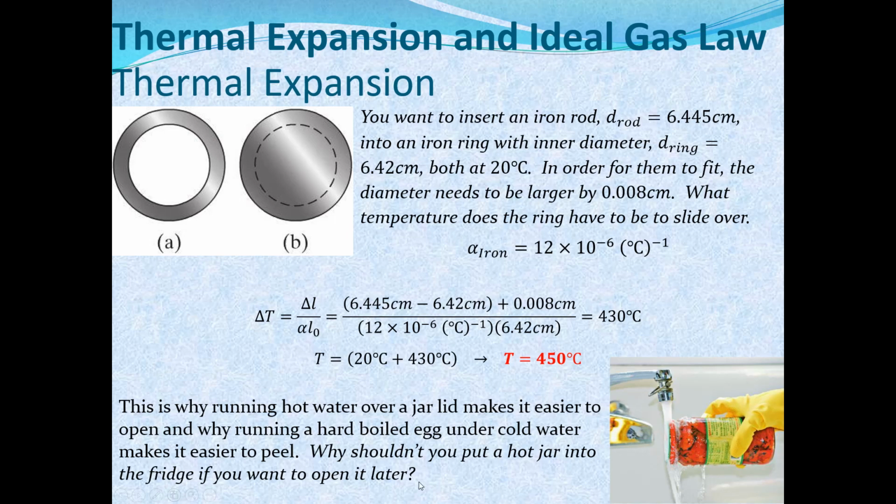It's also actually one of the reasons why if you hard boil an egg and you run it under cold water, it becomes easier to peel. Not only is it stopping it from cooking, but it's also causing the egg inside to compress a bit so that the eggshell is pulled away from it and will be easier to take off.